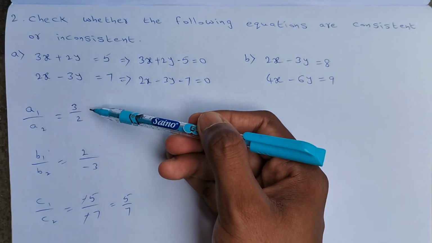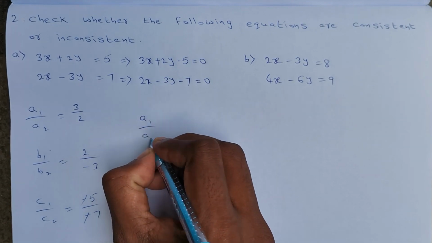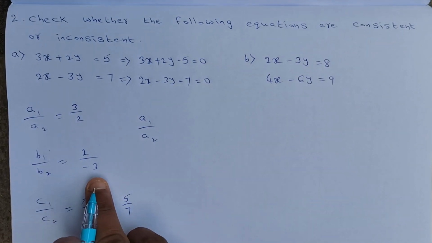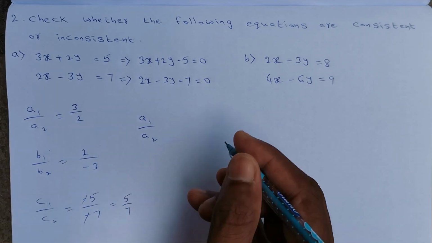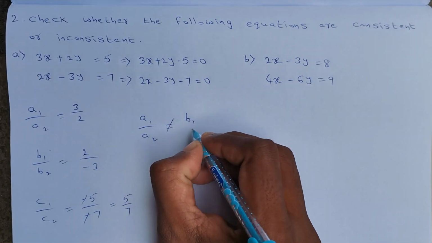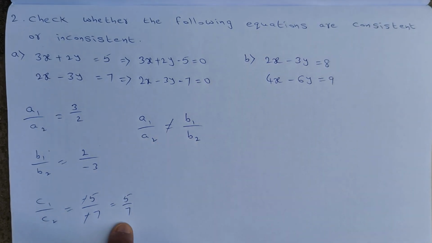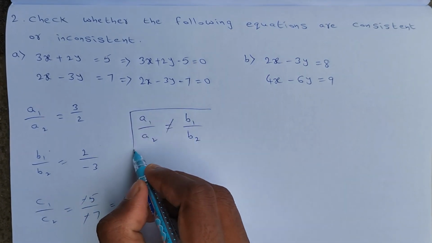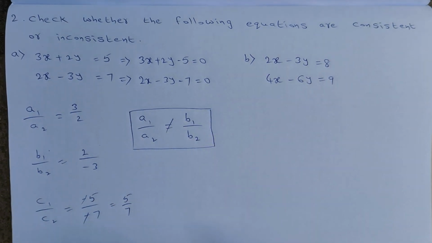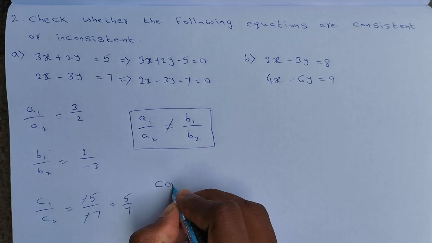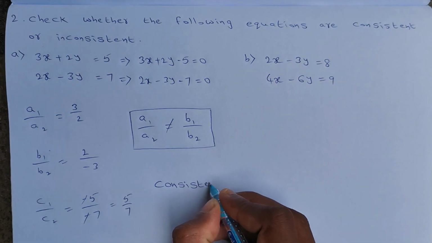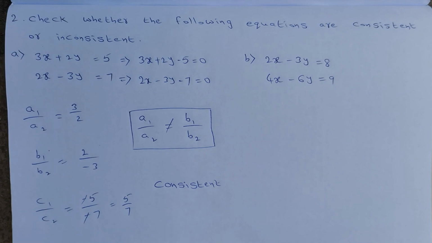Now if we observe this A1 by A2 and B1 by B2, A1 by A2 is 3 by 2 and B1 by B2 is 2 by minus 3. So both are completely different. So A1 by A2 is not equal to B1 by B2. When A1 by A2 is not equal to B1 by B2, there is no need to compare C1 by C2 also. So here we got A1 by A2 is not equal to B1 by B2. So it means those two lines are intersecting with each other. If those two lines are intersecting with each other, it means those two lines have a solution. So if those two lines have a solution, then this pair is consistent.